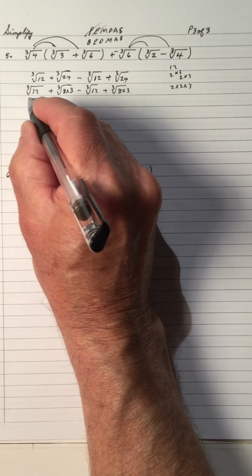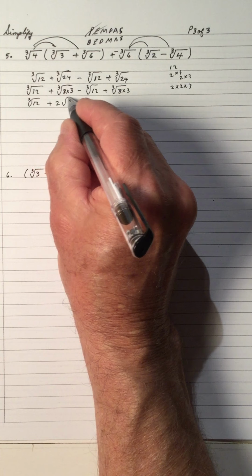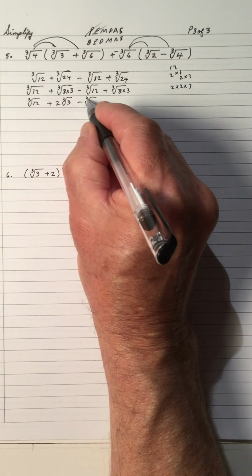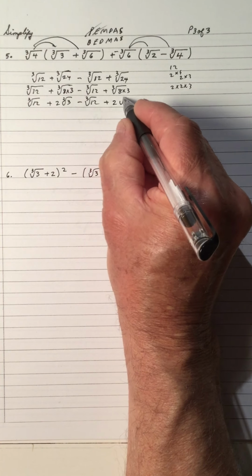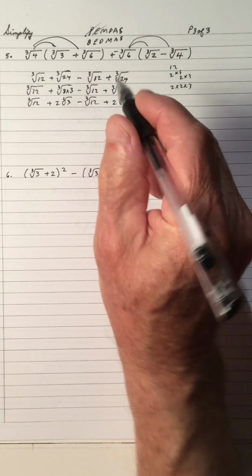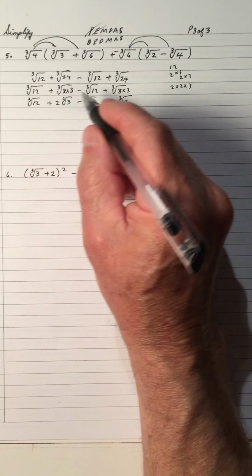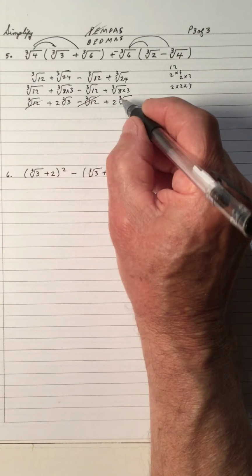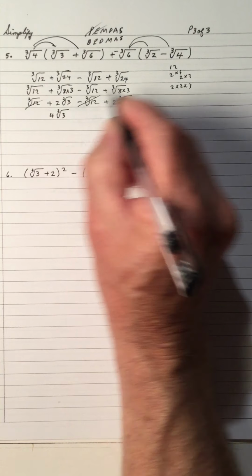So this is the cube root of 12. Cube root of 12 can't simplify. And the cube root of 8 is 2, so that's 2 cube root 3. Now we add like terms. So cube root of 12 subtract the cube root of 12 cancels out. And these are alike. 2 plus 2 is 4 cube root 3.